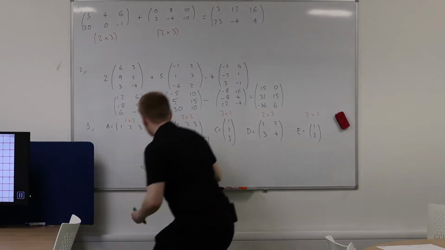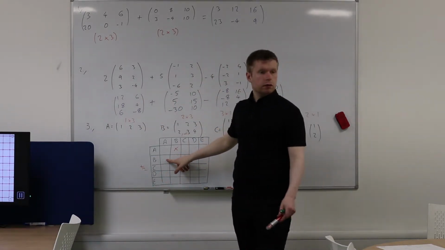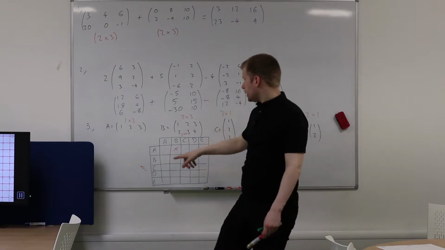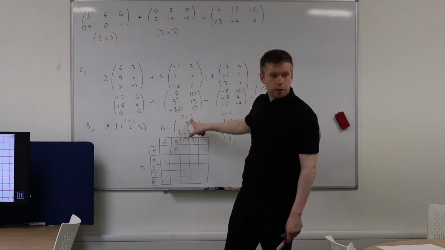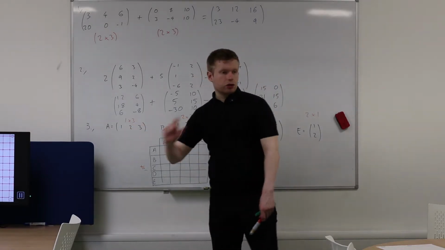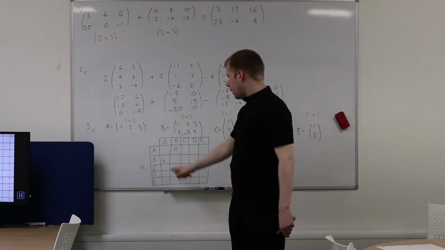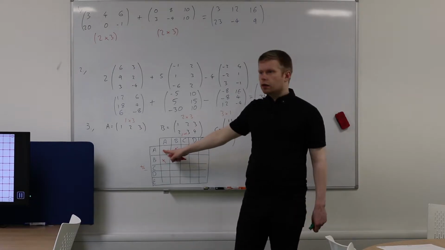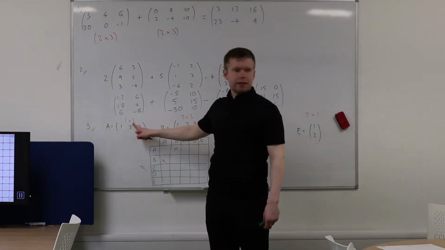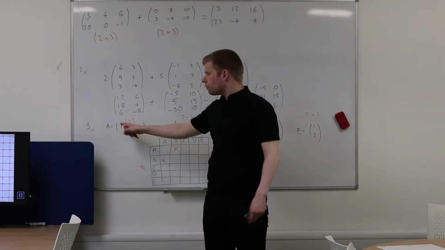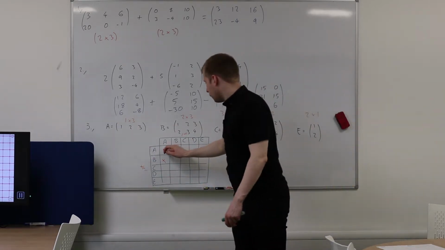Okay, can we do B times A? No, because B times A would be using the columns from this matrix and the rows from this matrix. They're not the same. Okay, so we also can't do this one. Can we do A times A? No, because if you think about it, this column does not correspond with the row. Okay, so we also can't do that one.